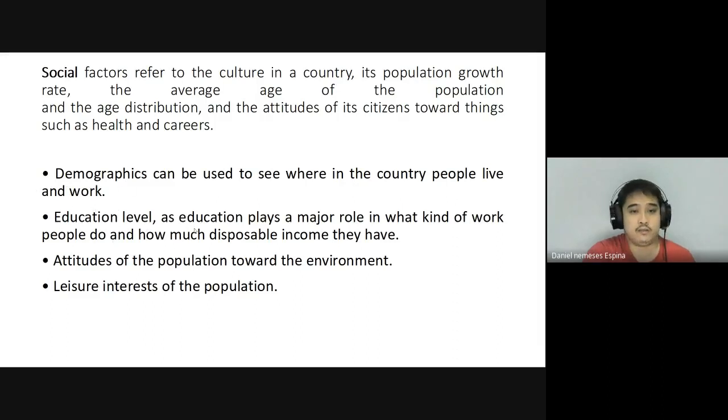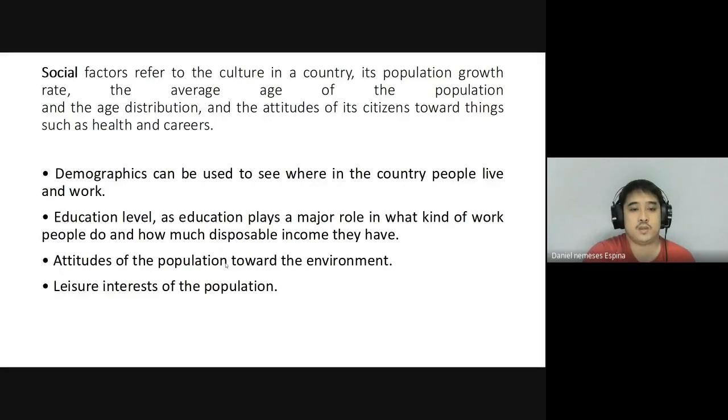Then education level. Education plays a major role in what kind of work people do and how much disposable income they have. So education level also affects the employment of the people. The higher the education level of the people, the higher the position they expect. Higher position means higher disposable income.